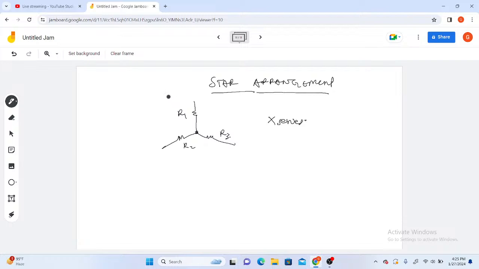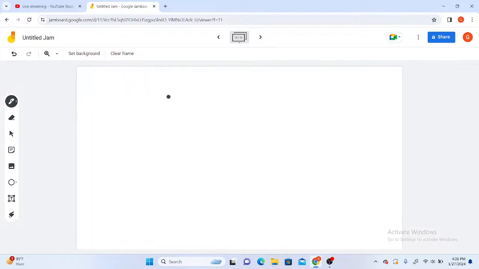So now you've seen delta and star, but our interest is to know how to convert from delta to star or star to delta, so that we can simplify our circuit. And that is what we are going to do in our next part. So let's see star to delta transformation.